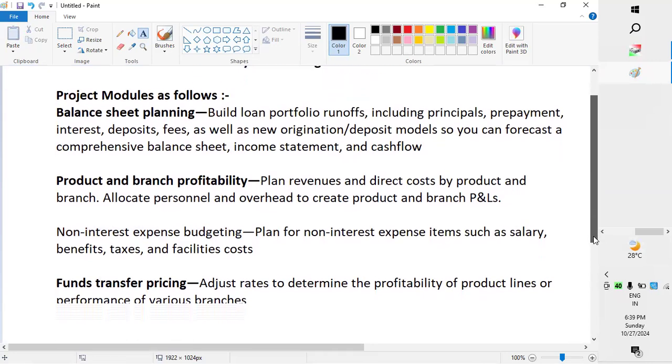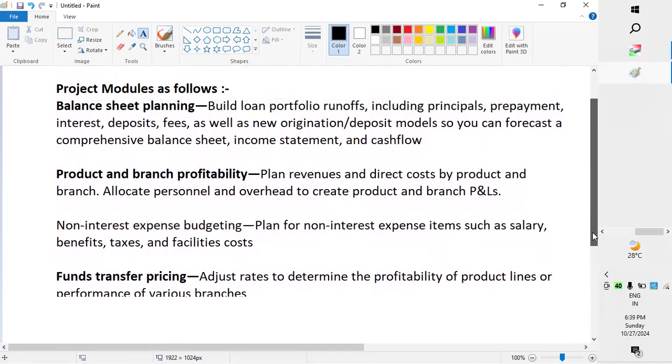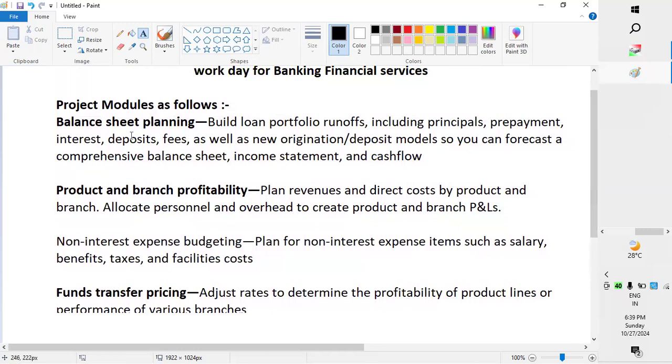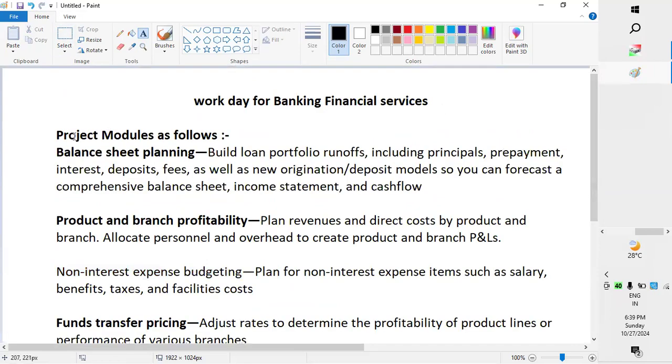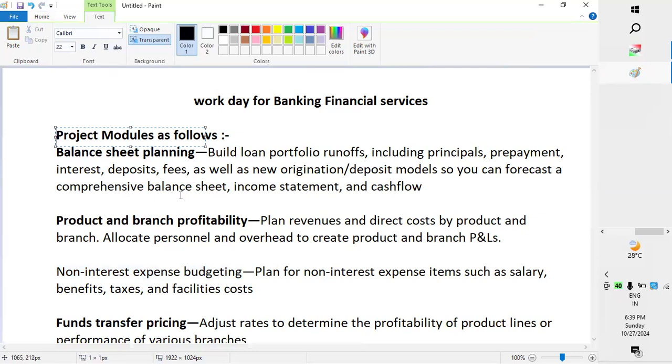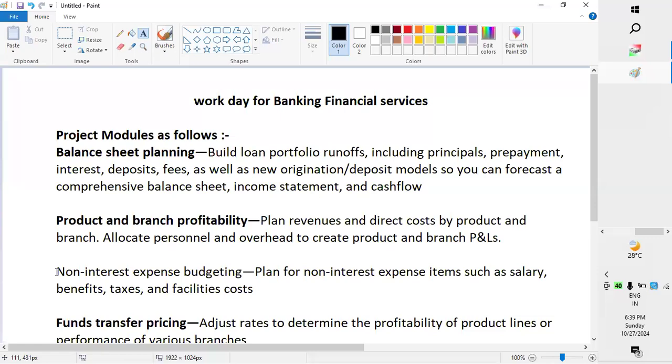Next is non-interest expenses budgeting, as I mentioned. Non-interest expenses budgeting is also one of the core and important elements that one has to focus more on. What non-interest budgeting do we have? Even that is required, because if you want to plan any non-interest expenses, they may relate to salaries or benefits, taxation, and facilities cost. So this is also one of the core and important modules one should be familiar with.